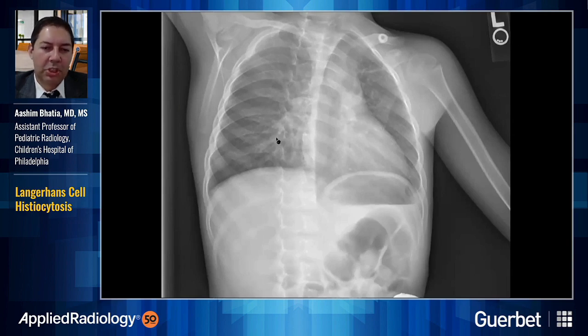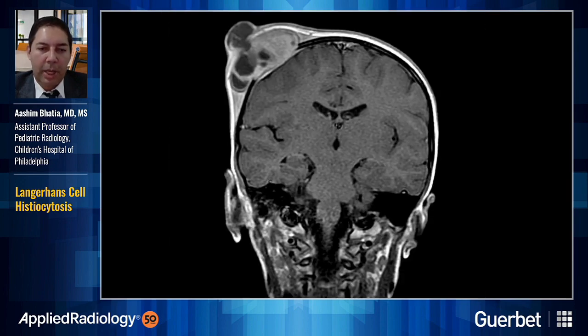And it was proven with pathology that it was Langerhans cell histiocytosis, which is a rare granulomatous systemic disease that is more common in children than in adults. It can present as palpable masses, like in this case, more likely in the calvarium, but other common sites would be the skull base and the maxillofacial bones.